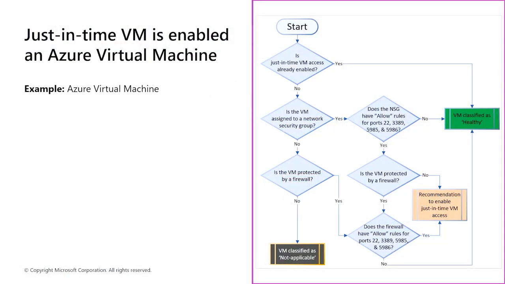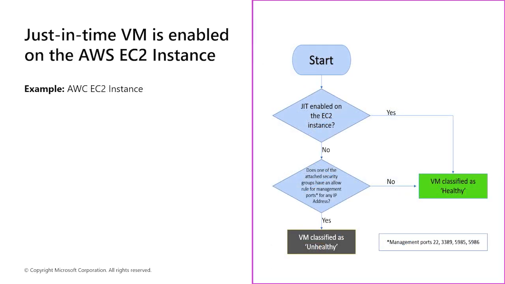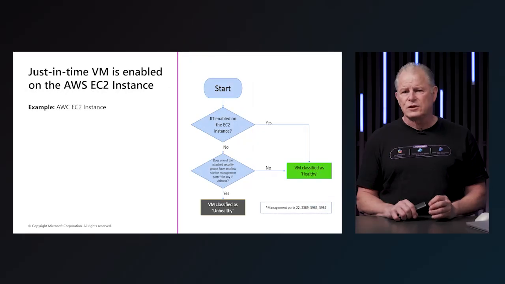Just-in-time VM access in Microsoft Defender for Cloud is a powerful feature that helps secure your virtual machines by limiting the exposure of management ports. By following Microsoft's recommendations and ensuring proper RBAC configurations, organizations can effectively reduce unauthorized access and enhance their overall security posture. JIT is available by managing VMs in AWS, but you will notice that it is a simplified decision tree compared to what's available in Azure.